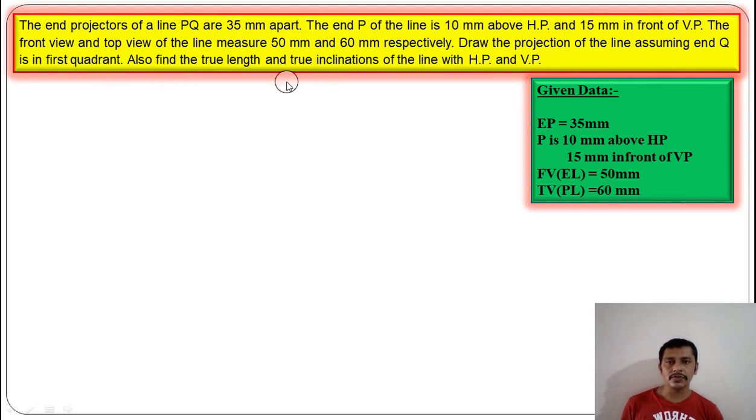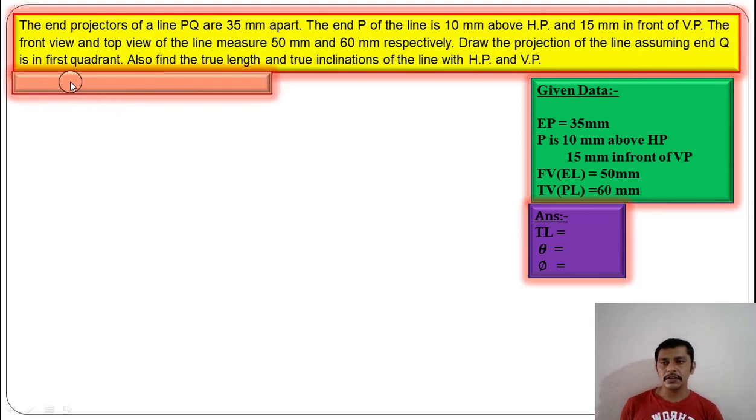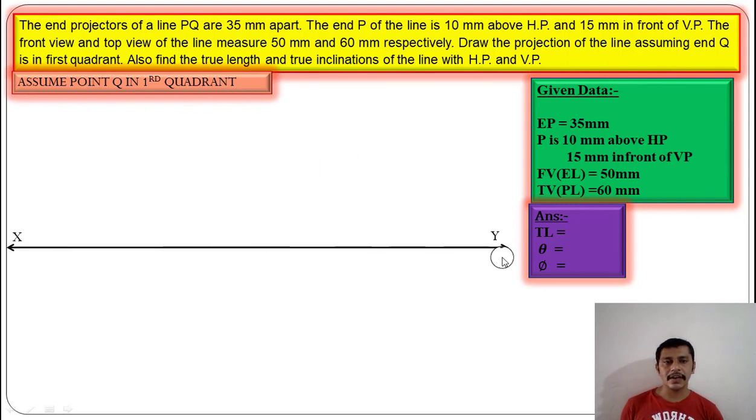And we have to find out the true length of the line, that is TL, and the true inclination of the line with HP and VP. The true inclination of the line with HP is theta, and with VP is phi. As we have to assume point Q in the first quadrant, first of all draw the XY reference line and mark the end projectors. The end projectors are 35 mm apart, so measure 35 mm and draw the end projectors of the line at a distance of 35 mm.